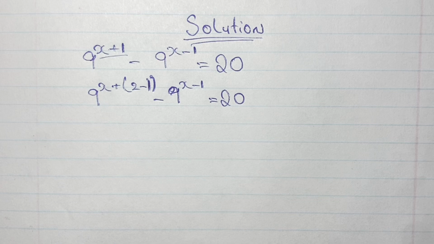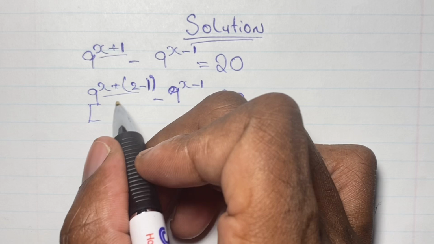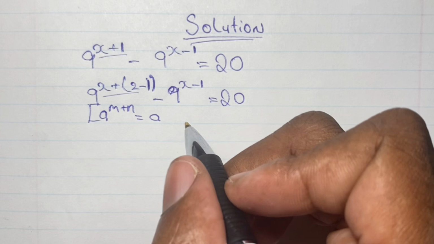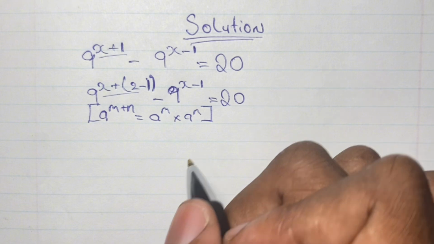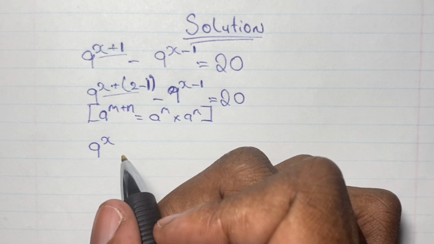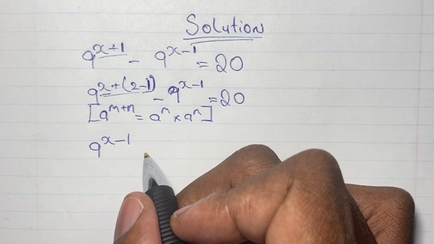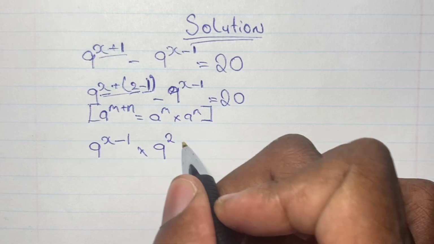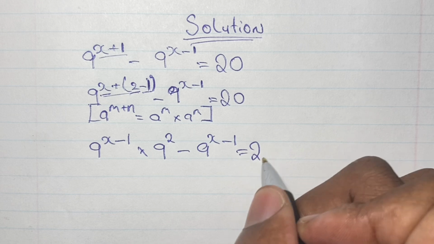And now it gets a little interesting from here, as we will be using our math laws, in this case the law of indices, where we have a to the power of m plus n is the same as saying a to the power of m times a to the power of n. So we would have the same base with two different powers. This means that we can simplify our equation as 9 to the power of x. We can keep back the negative 1 with the x times 9 to the power of 2, or 9 squared. And then we continue by subtracting 9 to the power of x minus 1. And we have all of that equal to 20.